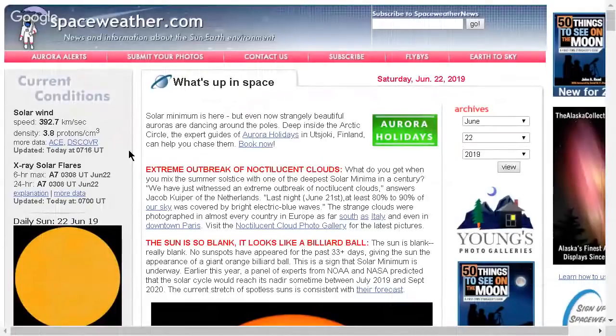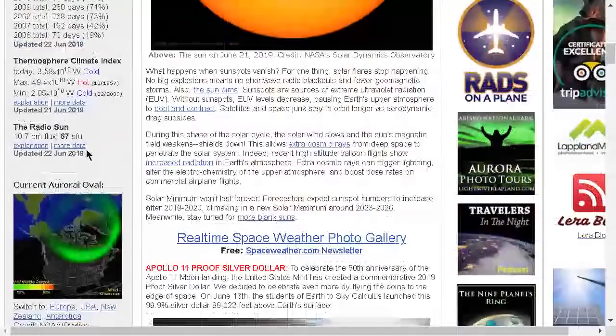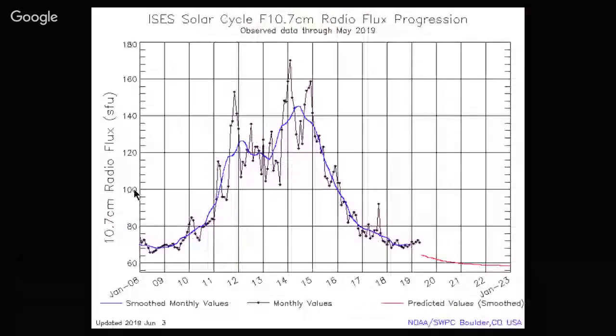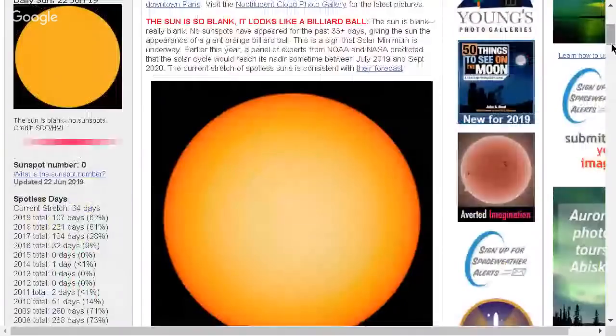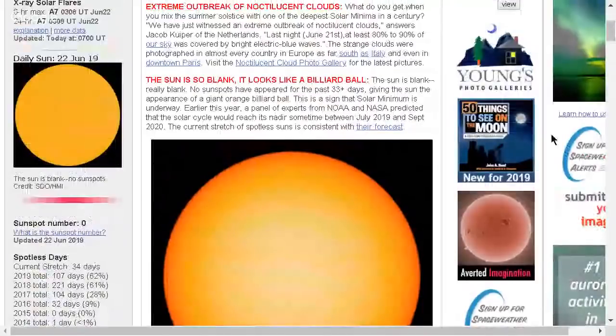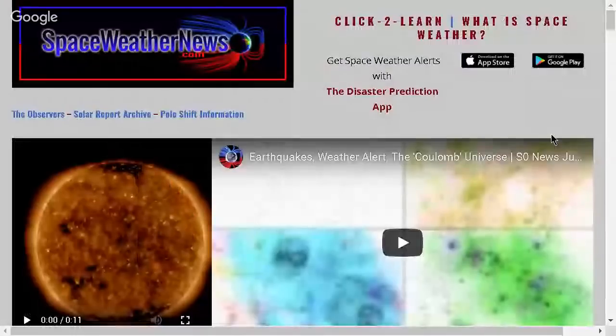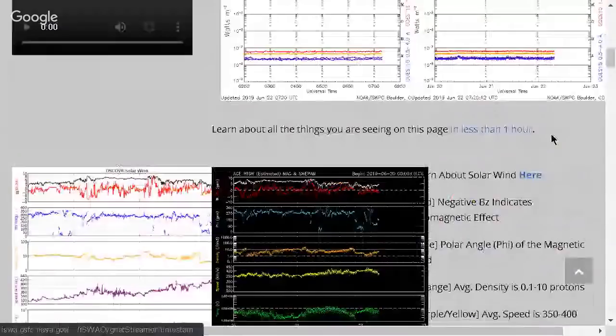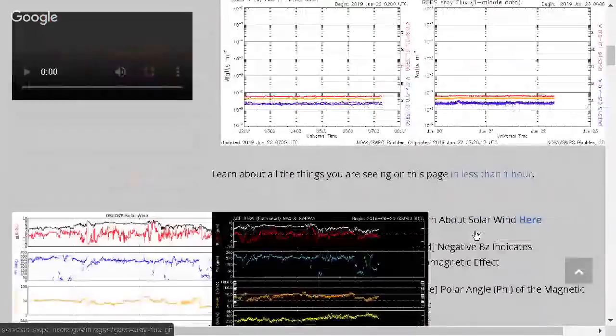And let's move on to more space stuff. Again, 10.7 centimeter radio flux back down to 67. Solar minimum conditions, folks. 0 sunspots for 33 days. You see a totally flatlined X-ray flux.